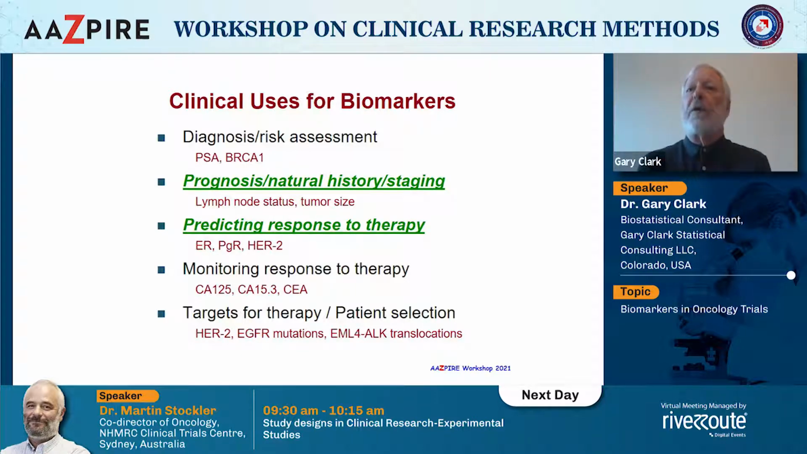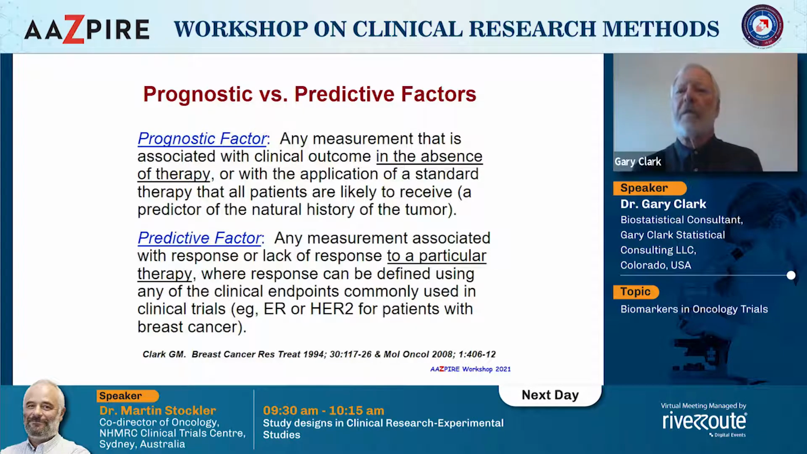So what I want to do for the next period of time is to focus on prognostic factors and predictive factors and try to distinguish the two. Several years ago, when I was working in breast cancer, we defined a prognostic factor as any measurement that is associated with clinical outcome in the absence of therapy or with the application of a standard therapy that all patients are likely to receive. So a prognostic factor is really a predictor of the natural history of the tumor without any outside experimental therapies. So it's not related to a treatment.